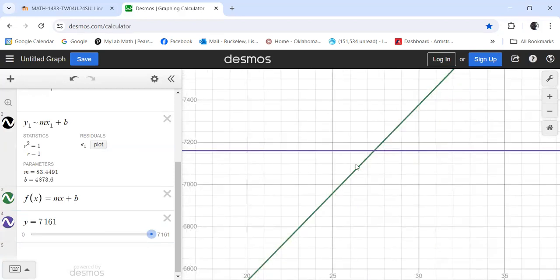So the green line was the regression equation. The blue line is all the points that have a y value of 7,161. If I click on the graph, it will show me that intersection point right there. I'm having to hold it down, but see the 7161 is the y value. And then the x value is what we're interested in. So just under 27.5 years. So this is finishing the year 2027, and we are now 0.42 of the way into 2028.